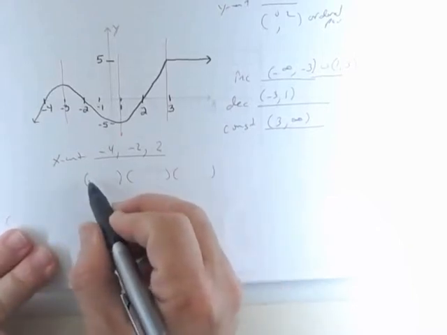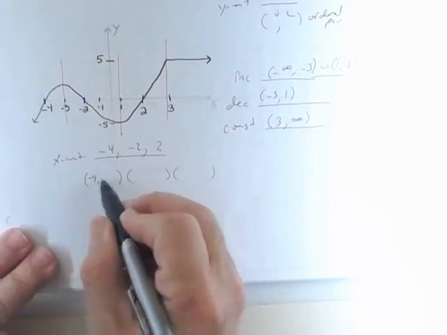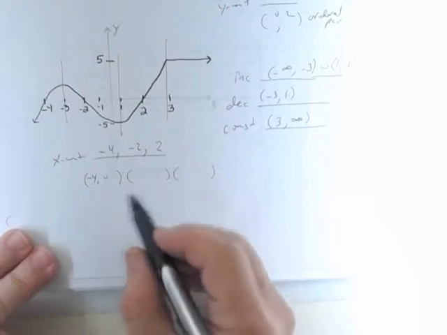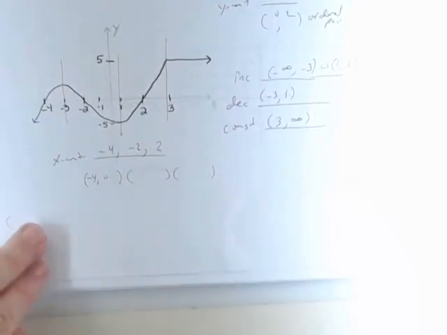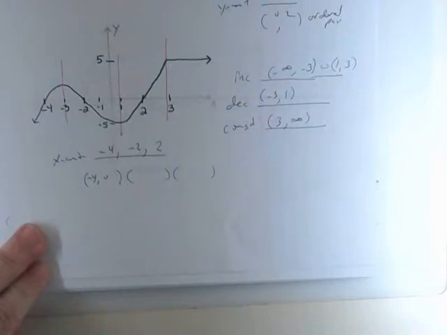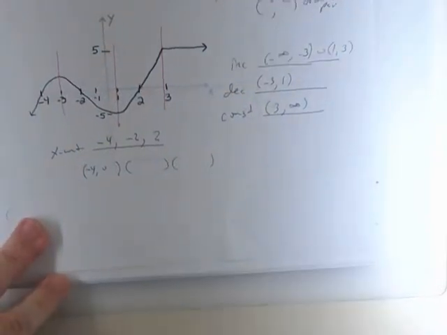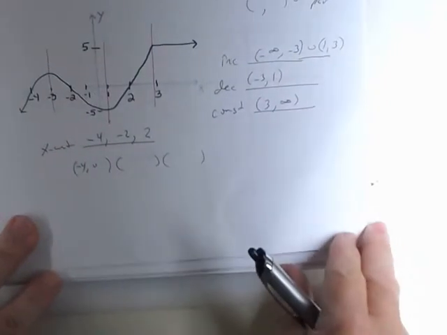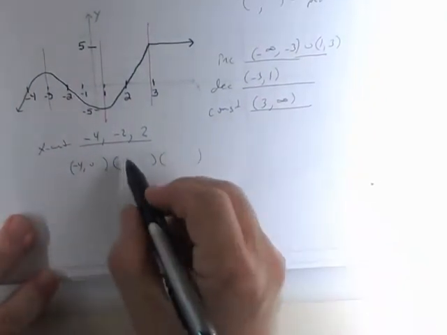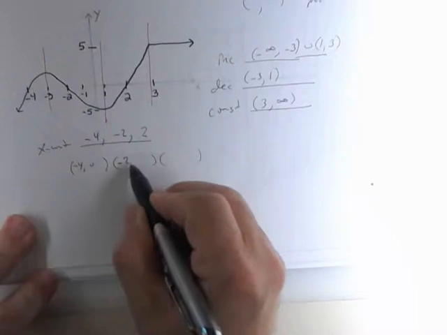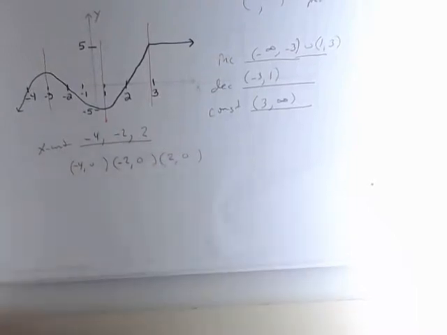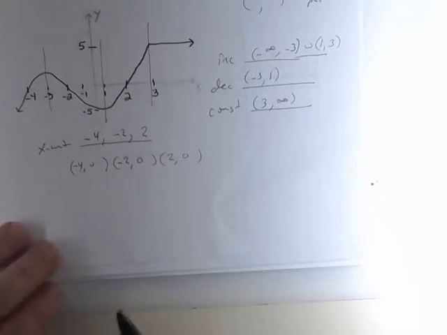No. (-4, 0). (0, -4) is along the y-axis. (-4, 0) is on the x-axis. I don't know why it's so blurry. It's on the x-axis, right? Okay. What's the other one? And where's the other one? Okay.